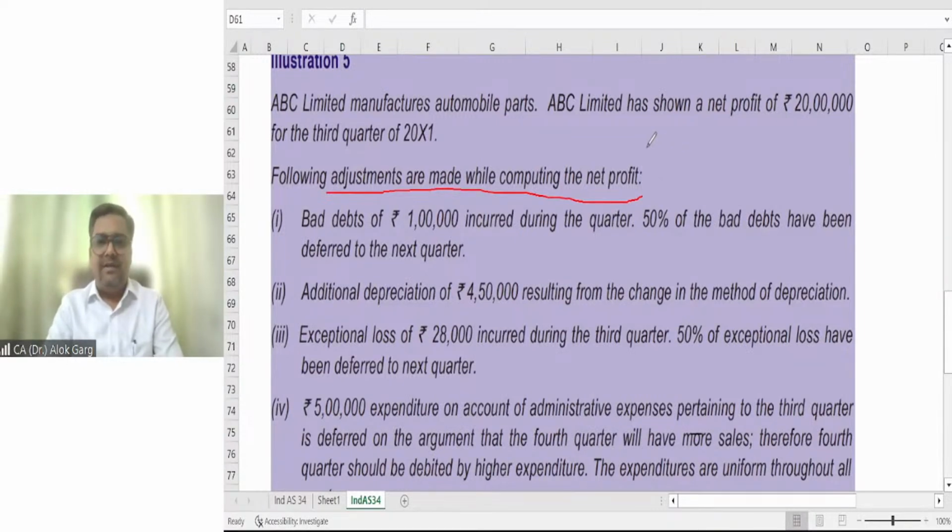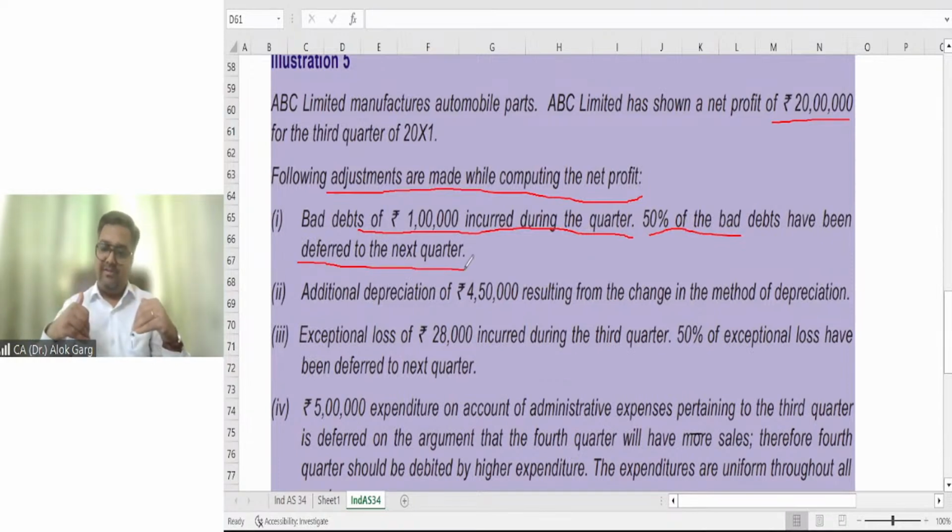So this company has a net profit of 20 lakh, right? But the company has made some adjustments in arriving at the net profit. The bad debt of rupees 1 lakh incurred during the quarter. During the third quarter, the company has incurred a bad debt. But 50% of the bad debt has been deferred to the next quarter. The company has already incurred the loss, but it has carried forward 50%, meaning 50,000 rupees of bad debt, to the next quarter.